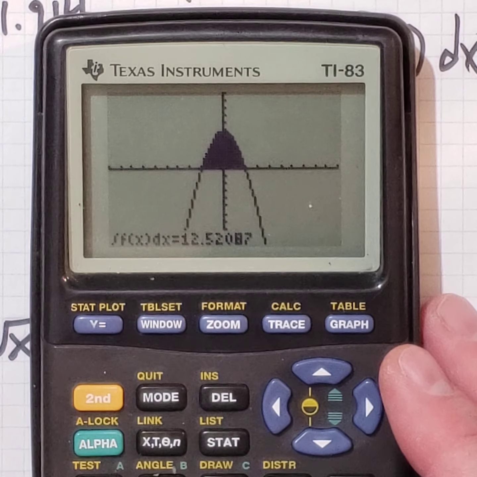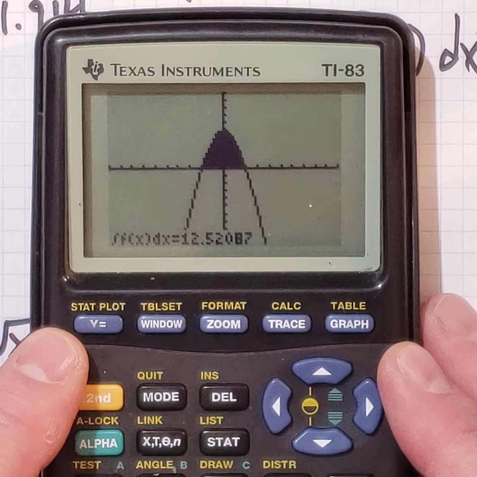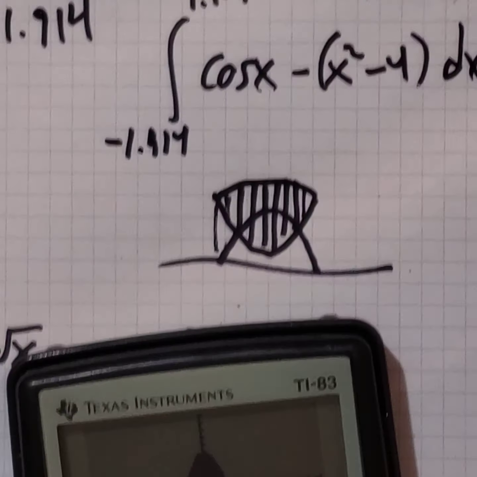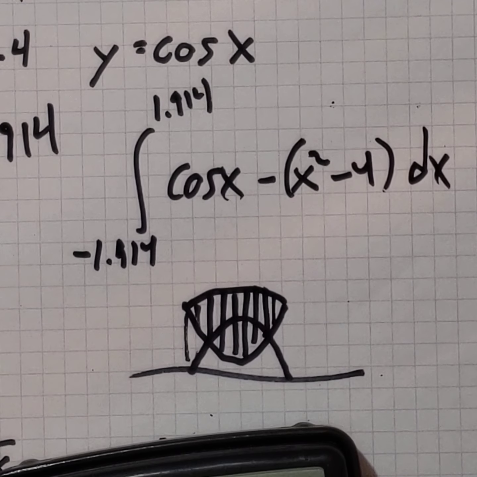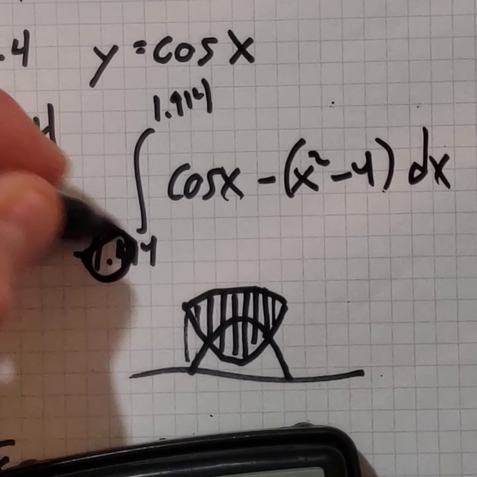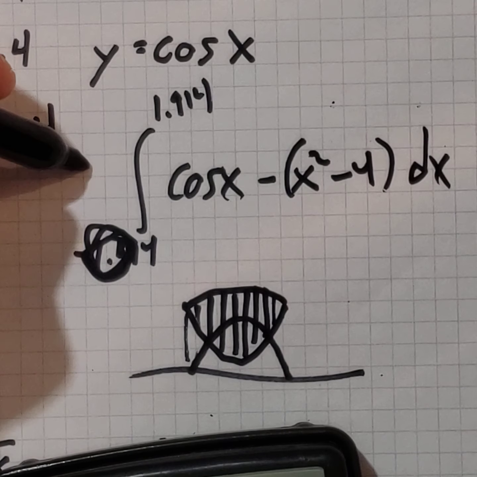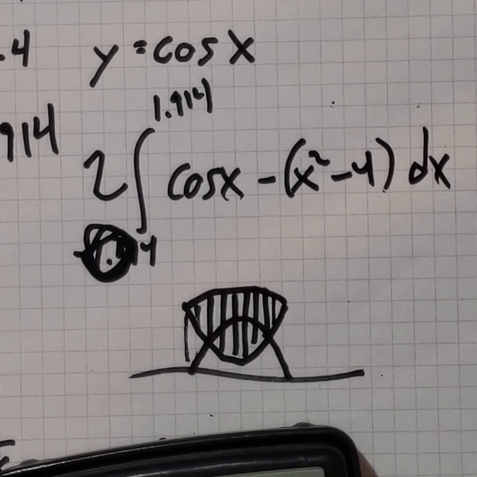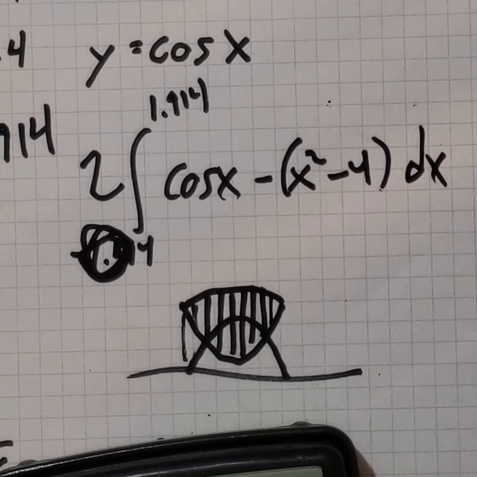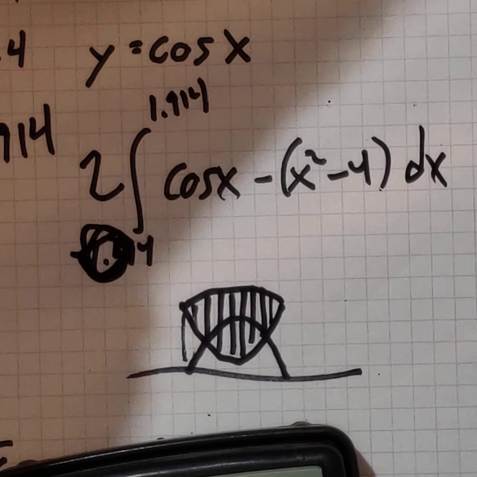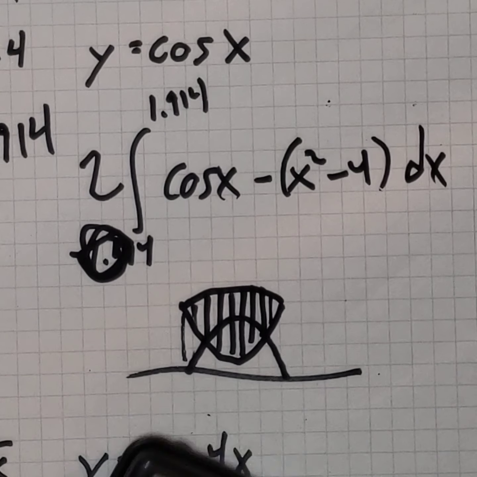I do want to comment, though, that if we wanted to, we could have just done, since it's symmetric, the integral from 0 to 1.914 and then doubled it. If you want to save typing in a couple digits, it's possible to do that. You don't need to. It's not an advantage.